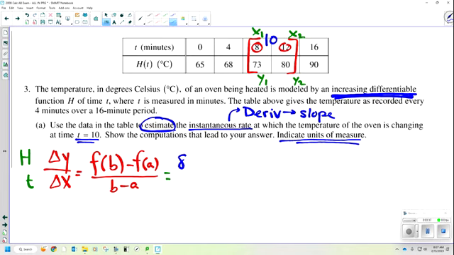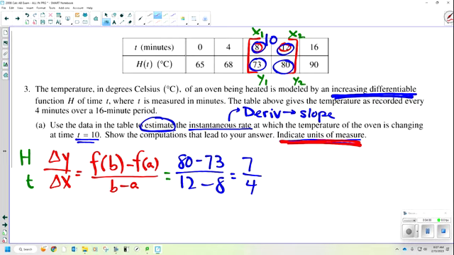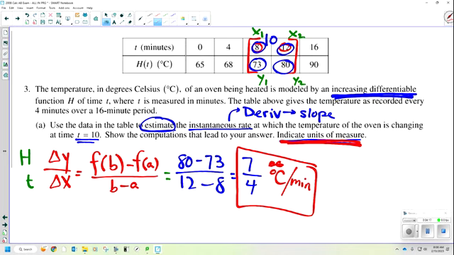So we're going to take 80 minus 73, putting that over 12 minus 8. What is that, 7 over 4? I mean, it is a calculator problem. If you want to check that, you can. But 7 over 4, let's not forget, indicate units of measure. It is degrees Celsius. No, that looks just like a zero. Degrees Celsius per time, which is in minutes. If you don't have that, you'll get that wrong because it specifically tells you to indicate units of measure. It tells you to show your work, which we did right here. And 3A was a layup. That was easy.